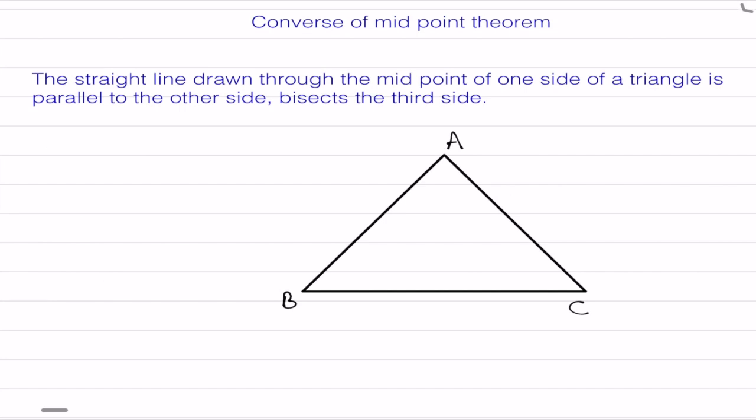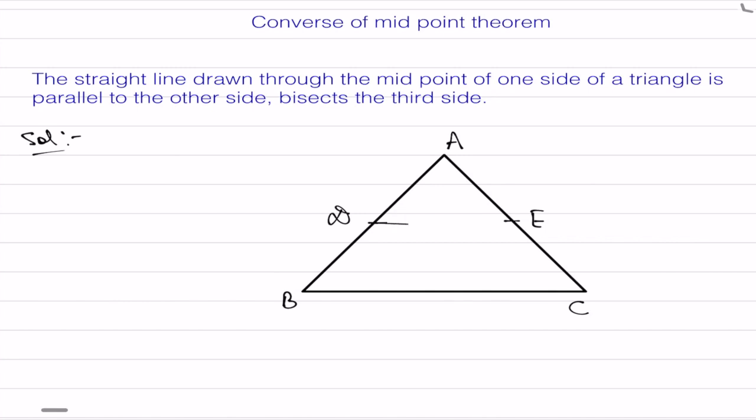Next theorem is the converse of midpoint theorem. Converse means the reciprocal of the midpoint theorem. So, in the converse, the straight line drawn through the midpoint of one side of the triangle parallel to the other side also bisects the third side. So, in this theorem, in triangle ABC, it's given that D is the midpoint of AB and E is any point. It's not a midpoint and we have to prove E is the midpoint of AC.